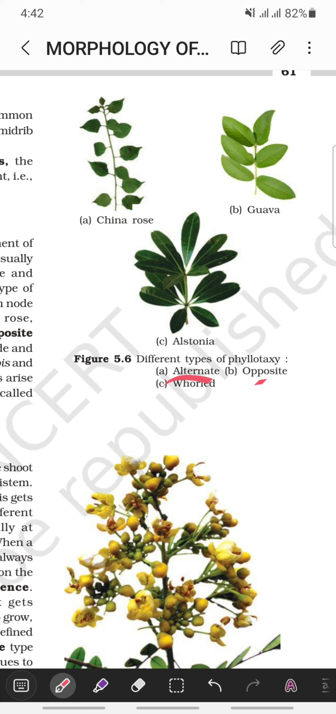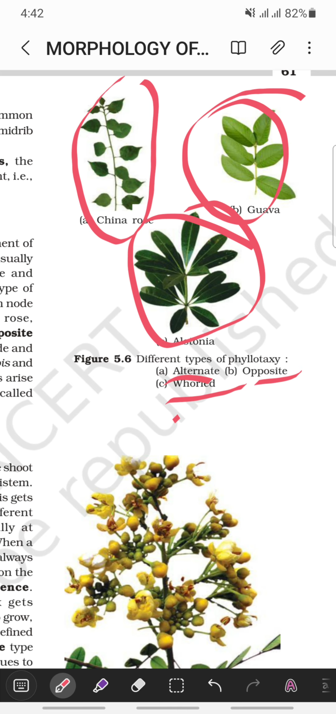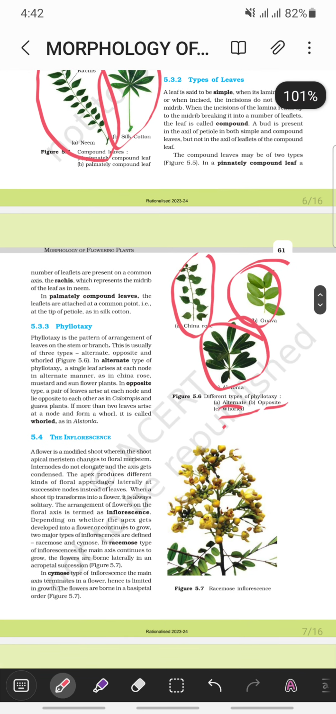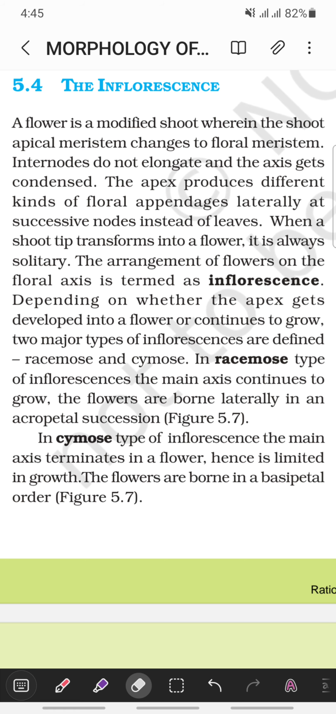Alternate, opposite, whorled. In the alternate type of phyllotaxy, a single leaf arises at each node in an alternate manner, as in China rose, mustard, and sunflower plants. In the opposite type, a pair of leaves arises at each node and lies opposite to each other, as in calotropis and guava plants. If more than two leaves arise at a node and form a whorl, it is called whorled, as in Alstonia.